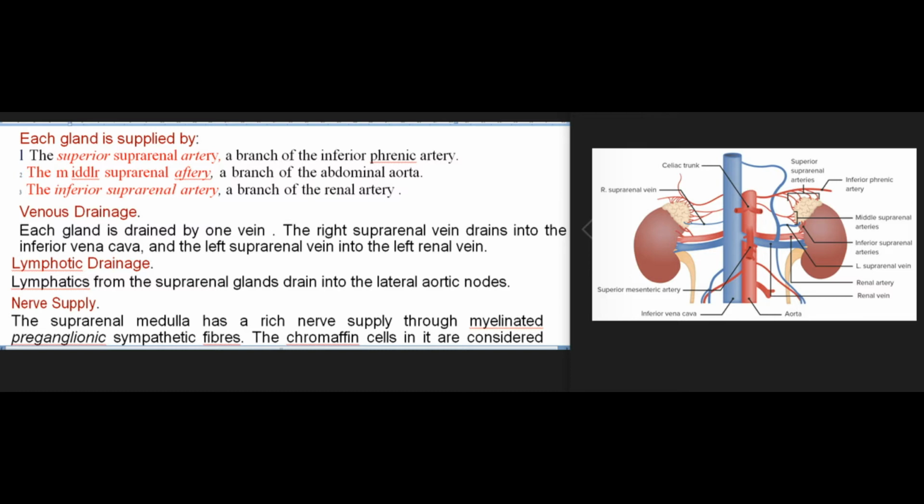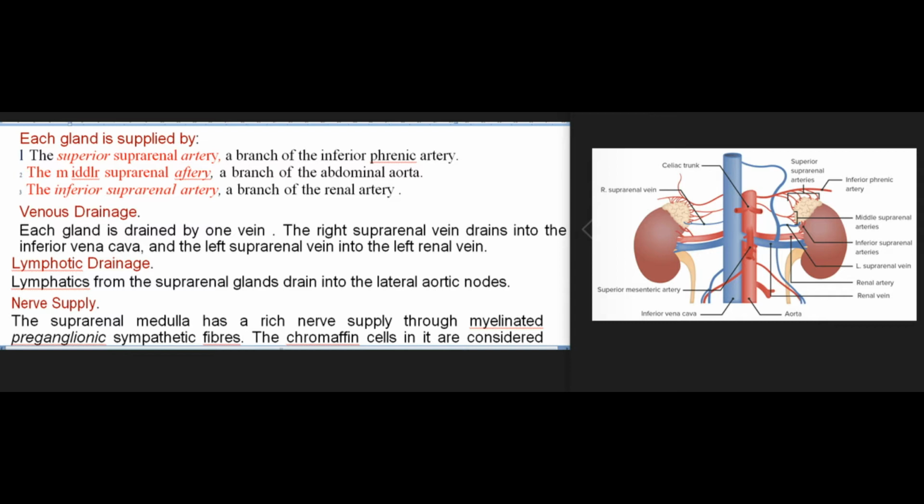Venous drainage. Each gland is drained by one vein. The right suprarenal vein drains into the inferior vena cava, and the left suprarenal vein into the left renal vein. Lymphatic drainage. Lymphatics from the suprarenal glands drain into the lateral aortic nodes.